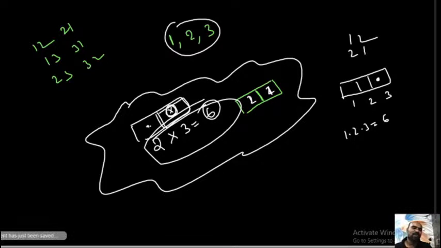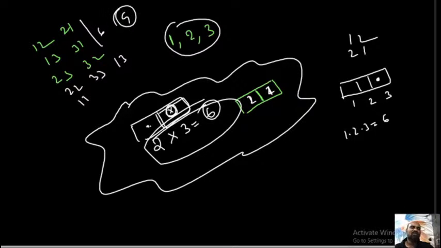Next task, listen. By using 1, 2, 3, how many 2-digit numbers can you write when repetition is allowed? When repetition is allowed, it means 22, 33, 11 we can also include. So these 6 plus these 3, total 9 2-digit numbers you can write when repetition is allowed. But how to solve the same problem by using the product rule? Students, listen. Just creating 2-digit numbers by using 1, 2, 3 is the same as filling these 3 digits into these 2 blanks.